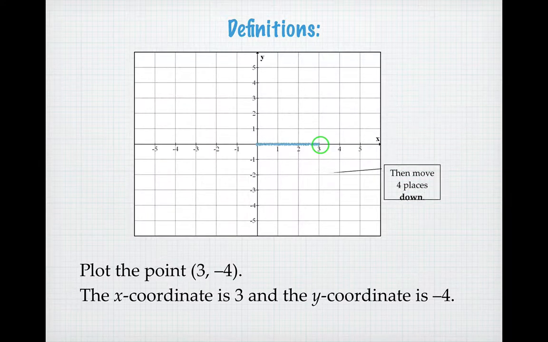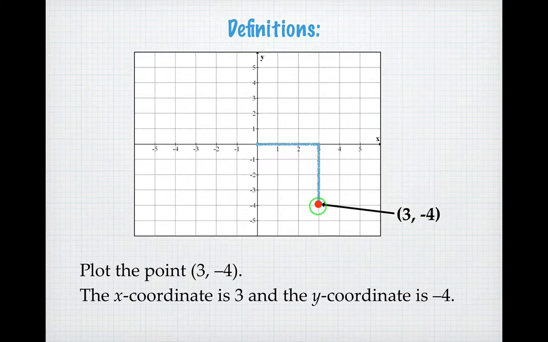And then we move down 4 places. In the y direction, it's -4. +4 would go up, but this is -4. So -1, -2, -3, -4. And that right there is our point, 3, -4. You guys should have written this down here. And again, ask the sub at any point to pause it. X comes first, y comes second.